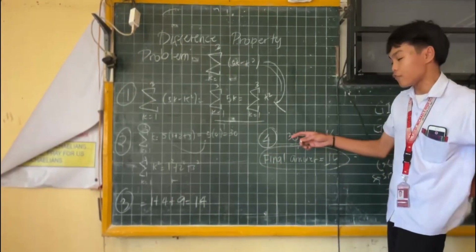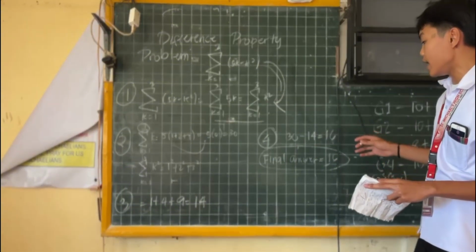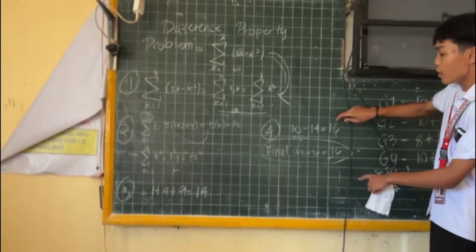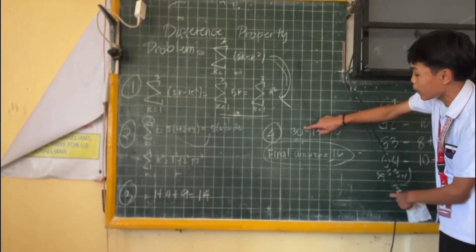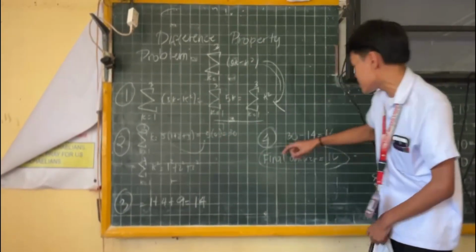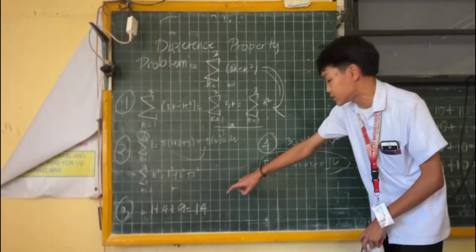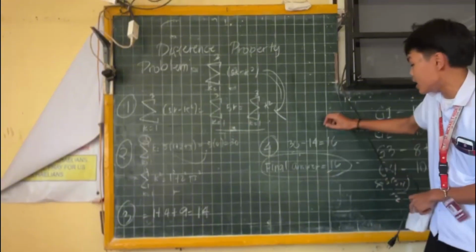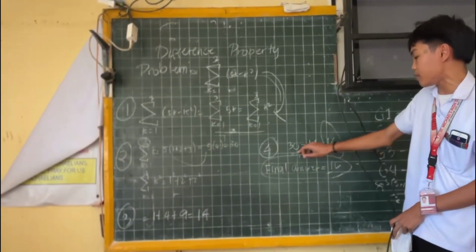And step 4 is that we need to total and get the final answer. This 30 is the answer from step 2, and this 14 is the answer from step 3. And the final answer is 16, which is 30 minus 14 equals 16.